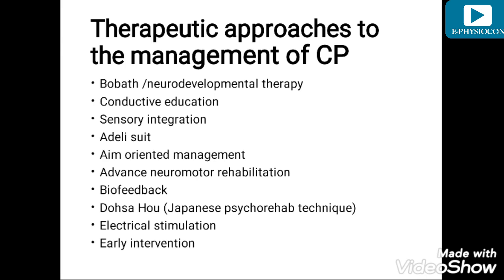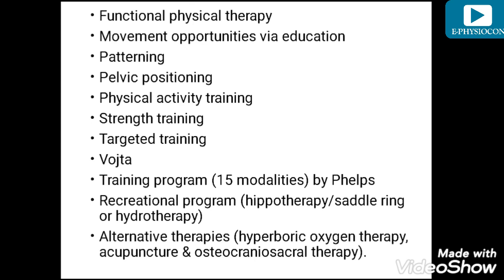Therapeutic approaches to the management of cerebral palsy include Bobath or neurodevelopmental therapy, conductive education, sensory integration, Adeli suit, aim-oriented management, advanced neuromotor rehabilitation, biofeedback, Doman-Delacato, Dosa How, which is a Japanese psycho-rehab technique, electrical stimulation, early intervention, functional physical therapy, movement opportunities via education, patterning, pelvic positioning, physical activity training, strength training, targeted training, Vojta, and the training program which includes 15 modalities by Phelps. Recreational programs include hippotherapy, saddle riding or hydrotherapy, and alternative therapies like hyperbaric oxygen therapy, acupuncture and osteopathic craniosacral therapy.